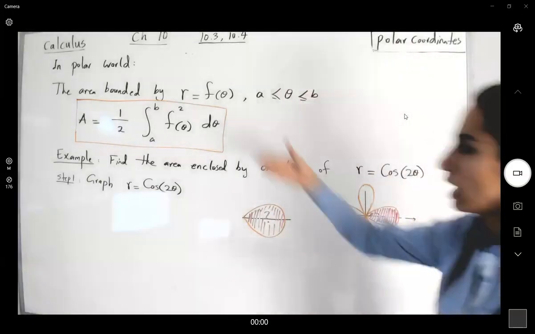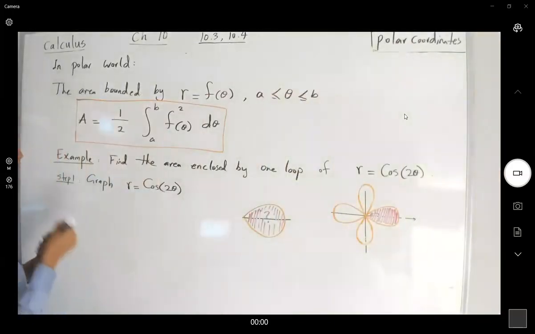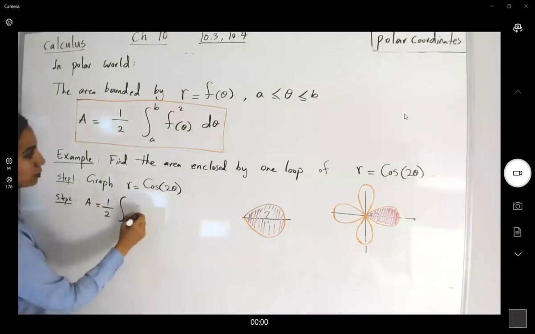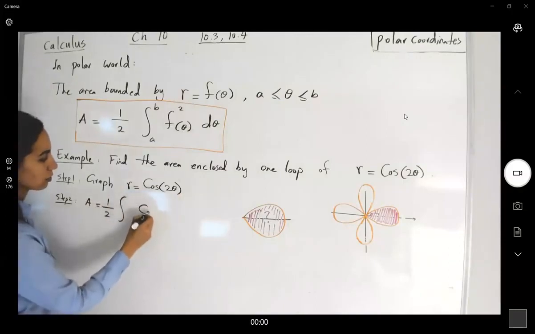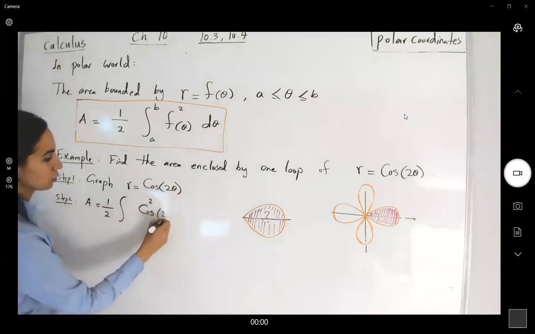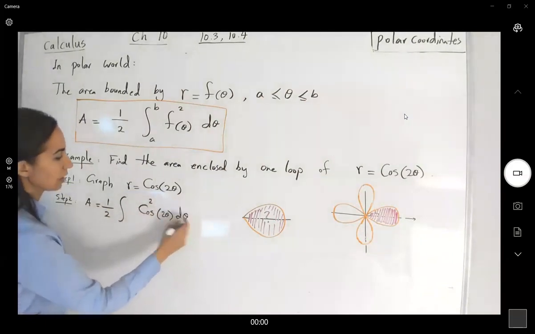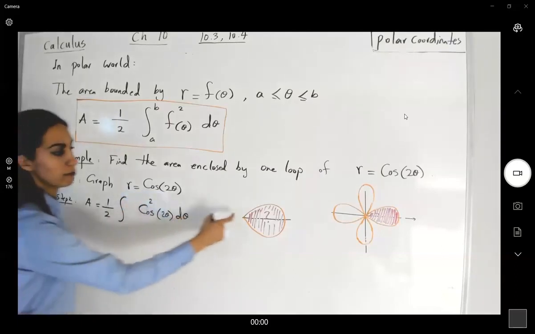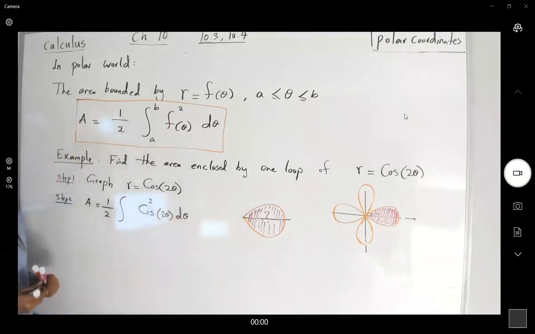Okay, so we have a formula. The formula says, step 2, use the formula. A is equal to a half integral a to b r squared. So here you have cosine squared of 2 theta d theta. But what is a? What is b? How do we find these two?